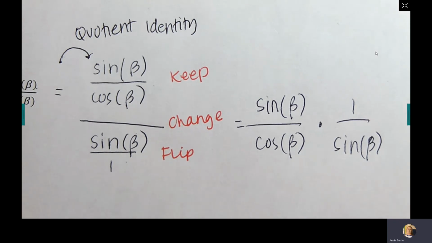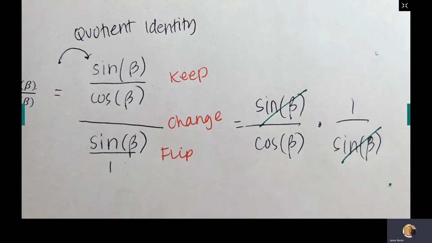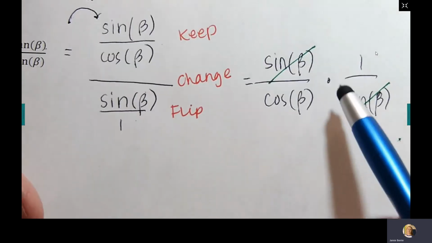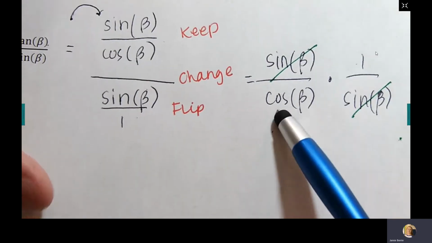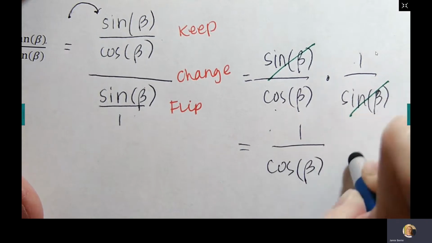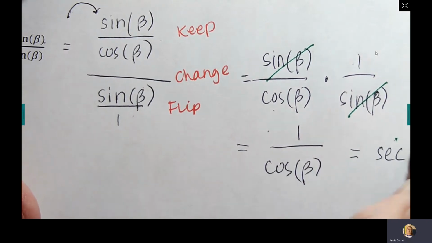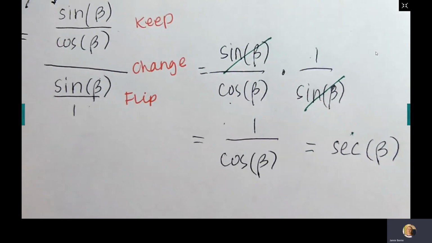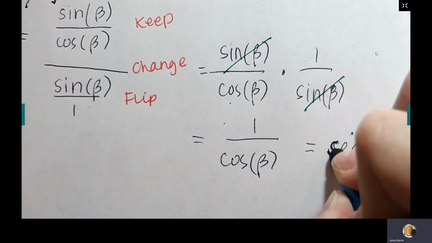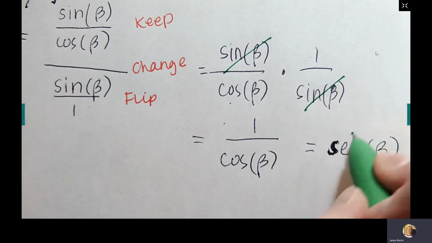All right, what should we do now? Very good, cancel sines. We've got a sine in the top and a sine in the bottom, so cancel the sines. All right, and we've got a 1 left in the top, we've got a cosine left in the bottom, so that's 1 over cosine beta. What's 1 over cosine? Secant. Very good. And again, you can't get any more simple than this. It's just a regular old trig function. So we're done.